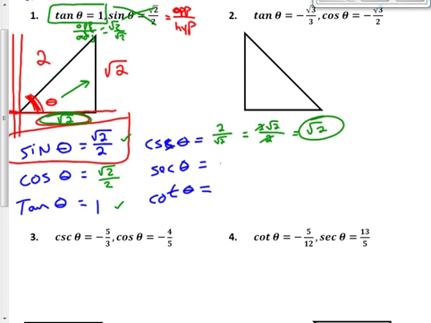Well, cosine is really the same exact work that goes into that when I flip it over, and cotangent, when I flip over 1, I only get a 1.